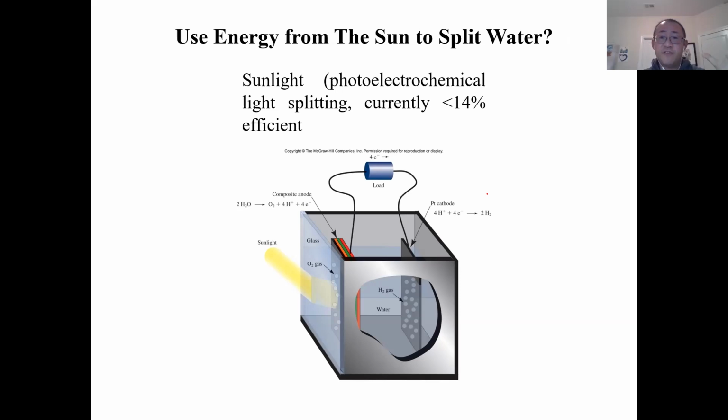one way, instead of using a battery, we can use sunlight to split water. And there are some readings for you to do too in this chapter. How far are we in developing a device called a photoelectric chemical splitting device that uses sunlight, which is of course free, to split water into hydrogen and oxygen gas? And you can see that the current efficiency is very low, less than 15%. But it is one of the solutions to think about.